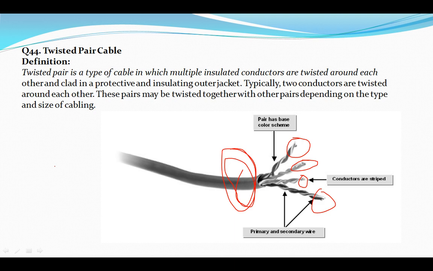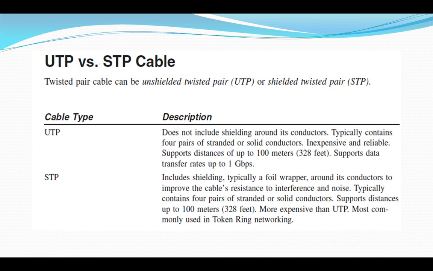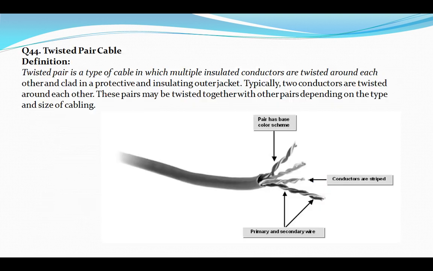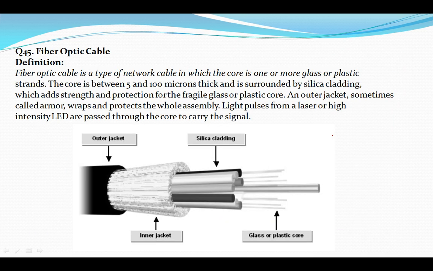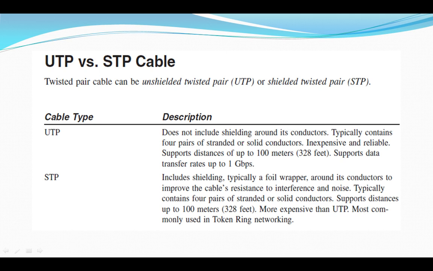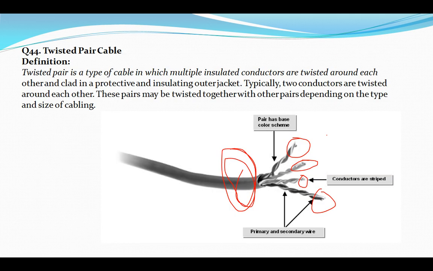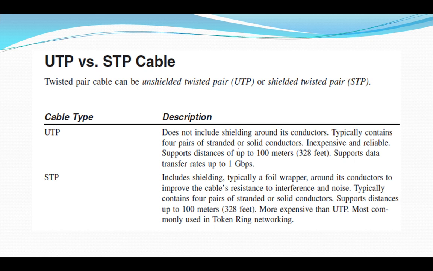Now we will talk about STP and UTP. So guys, we have two types of twisted pair cable. One is STP and one is UTP. If we talk about UTP, it does not include shielding around its conductor. So it will not have any shielding around its conductor. It typically contains four pairs of stranded or solid conductors, is inexpensive and reliable, supports a distance of 100 meters, and supports data transfer up to 1 GB.